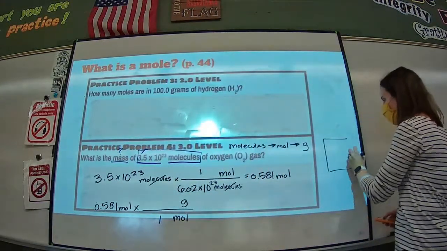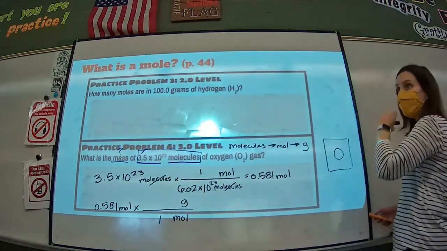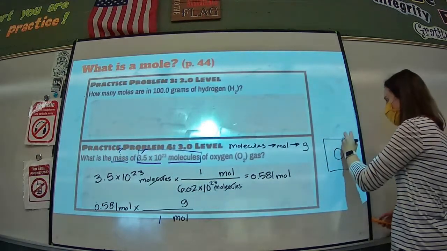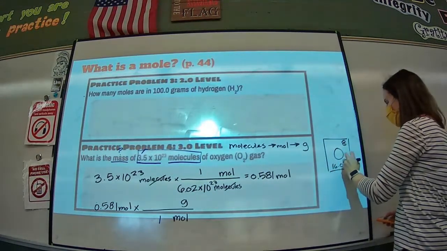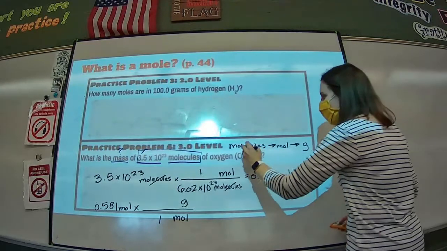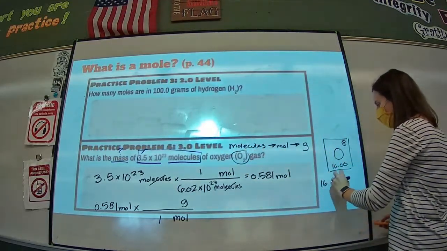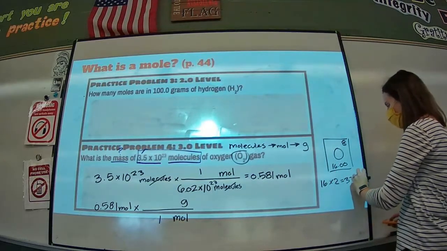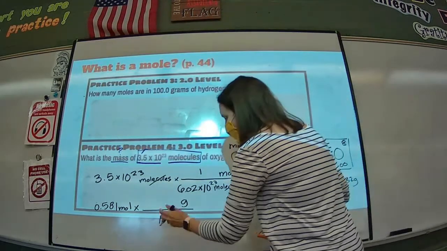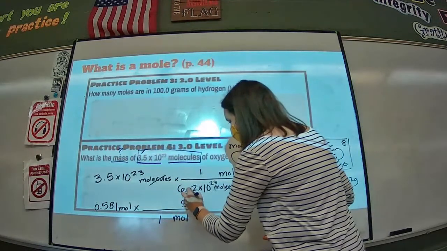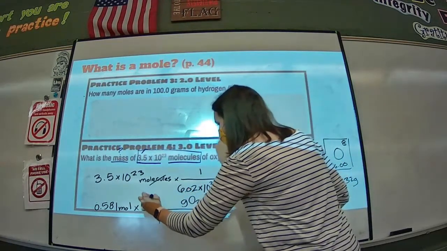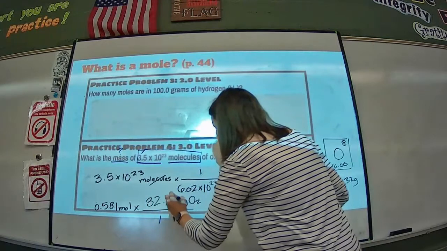So if I look on the periodic table, oxygen, which is element number 8, has a mass of 16.00. The catch is this is oxygen gas, which is O2. So I'm going to take 16 times 2, which is going to give me 32 grams. So 1 mole of oxygen gas, O2, is equal to 32.00 grams.